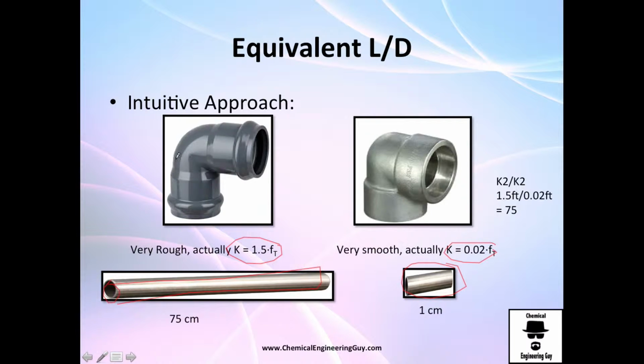What I want to tell you is that even though it's the same fitting, this is a little bit more rough and this is very smooth. So when you want to turn this into an equivalent pipe, you will have a very long pipe because it's very frictious, and this will be a very small pipe.